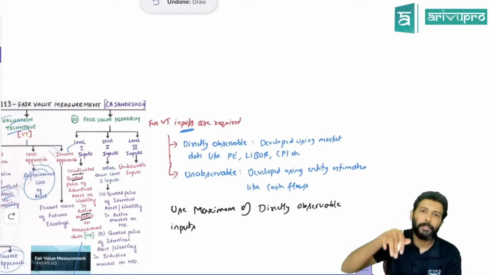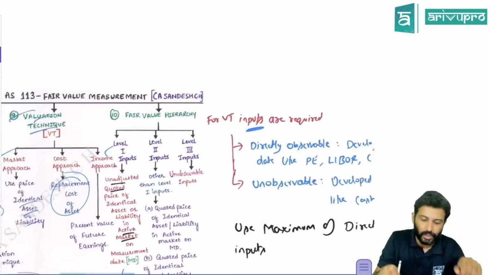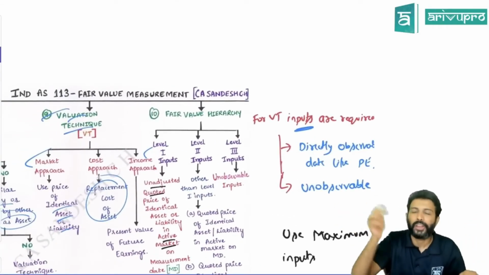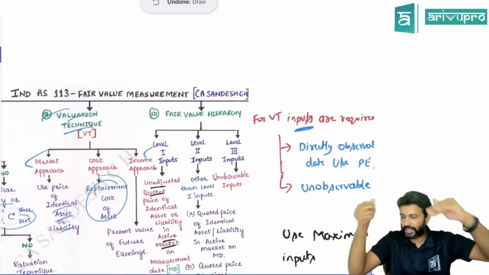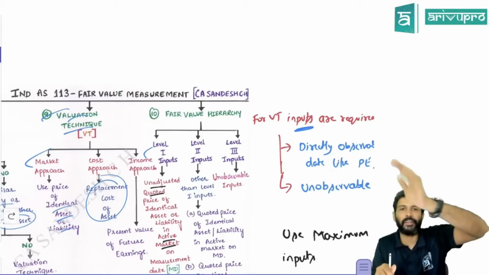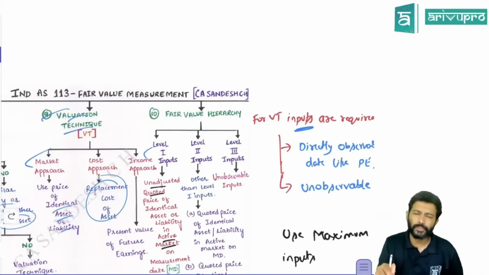Inputs can be put under three hierarchies. We call that the input hierarchy, that is level 1, level 2, level 3. You have various categories under that. Level 1 means unadjusted inputs. Unadjusted input from the active market, we call level 1 inputs.